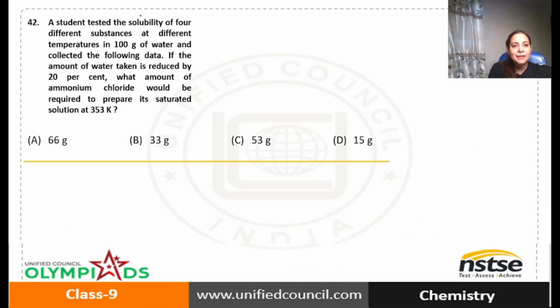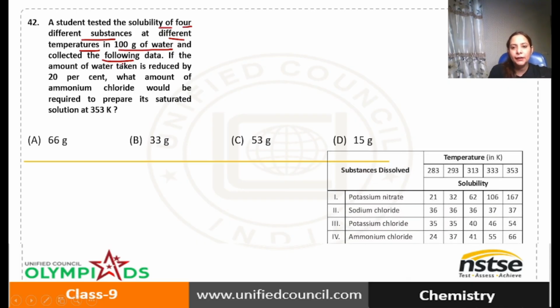So the question says now, a student tested the solubility of 4 different substances at different temperatures in 100 grams of water and collected the following data. Here we have the data given. You can see 4 samples: potassium nitrate, sodium chloride, potassium chloride and ammonium chloride, and their solubility at different temperatures. The amount present at a given temperature, the solute basically, in 100 ml of water.